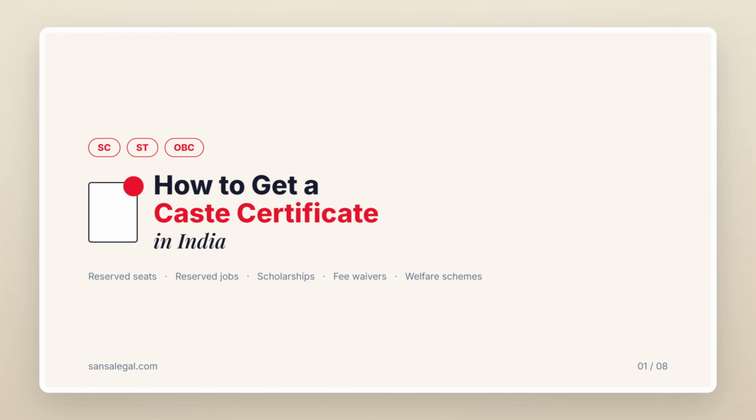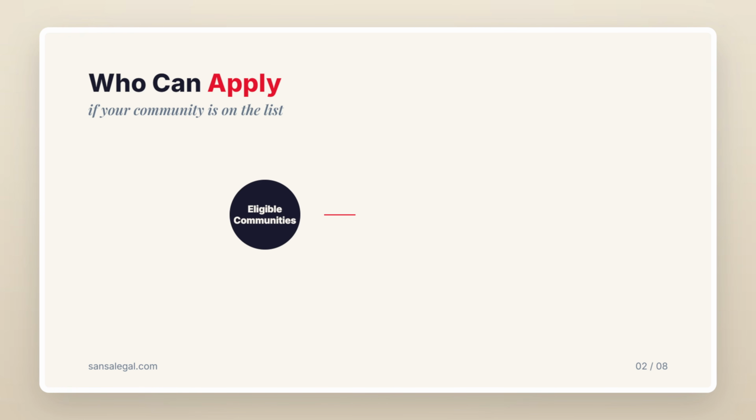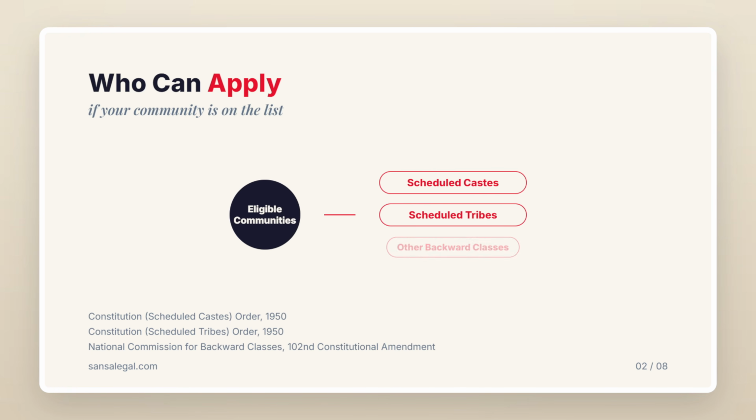OBC category. Any Indian citizen belonging to a community listed under the scheduled castes, scheduled tribes, or other backward classes can apply. These lists are maintained under the Constitution Scheduled Castes Order, 1950, the Constitution Scheduled Tribes Order, 1950, and the framework of the National Commission for Backward Classes under the 102nd Constitutional Amendment.